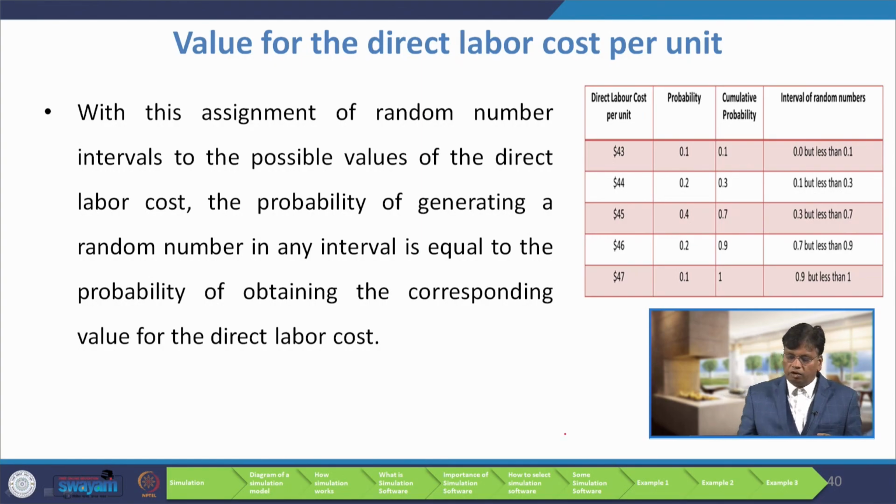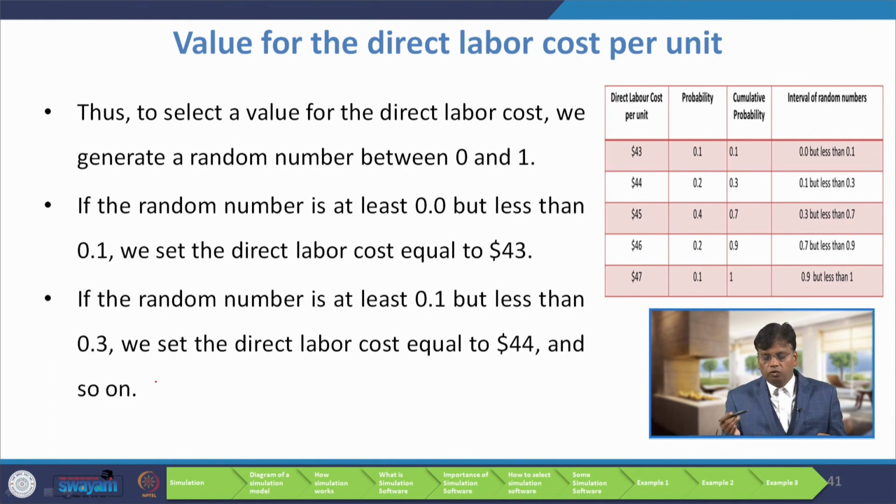With this assignment of random number intervals to the possible values of the direct labor cost, the probability of generating a random number in any interval is equal to the probability of obtaining the corresponding value for the direct labor cost. Thus, to select a value for the direct labor cost, first we generate a random number between 0 and 1. If the random number is at least 0 but less than 0.1, we select a direct labor cost of 43. Suppose the random number comes in this interval, then we select this as our labor cost. If it comes in this other interval, then you select that as the labor cost.